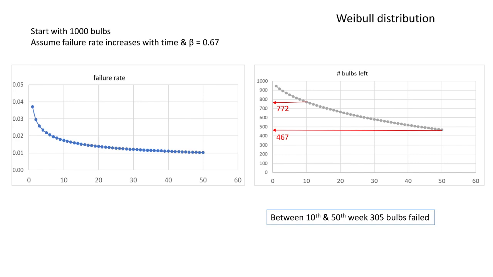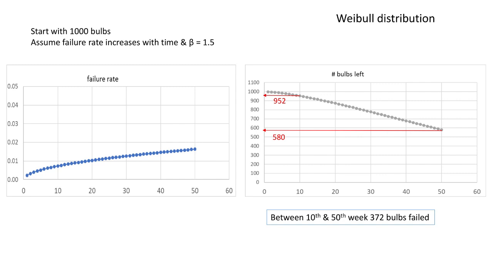At the end of 10 weeks, the remaining bulbs drops to 772, much lower than what we saw for the constant rate case. But the rate of failure drops over time, and about 467 bulbs are left at the end of 50 weeks. So essentially 305 bulbs failed between the 10th and 50th weeks. In comparison, for a constant failure rate, for the same period, 362 bulbs failed.